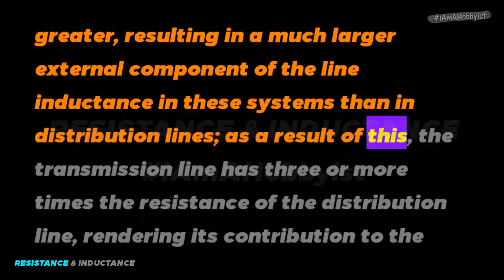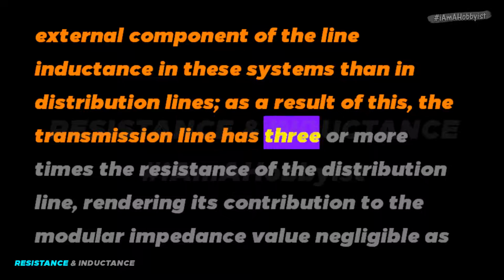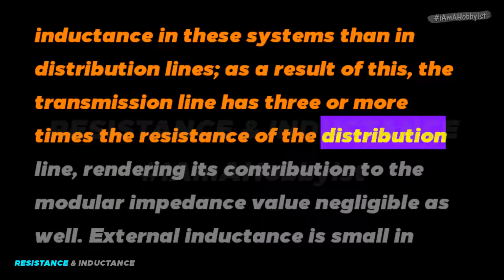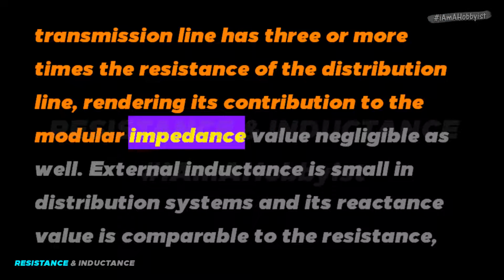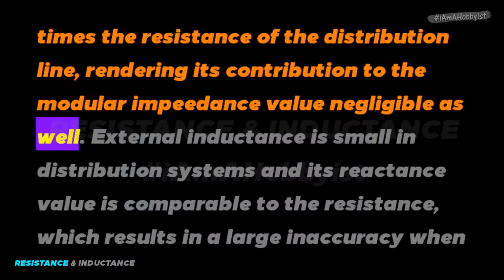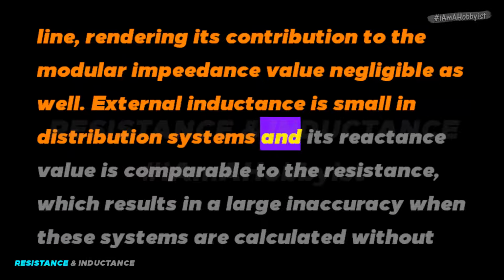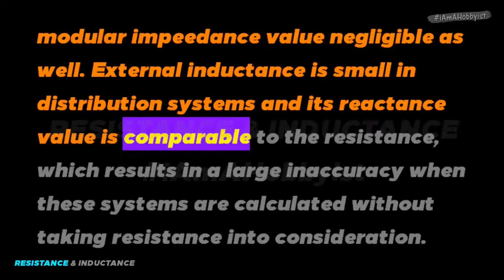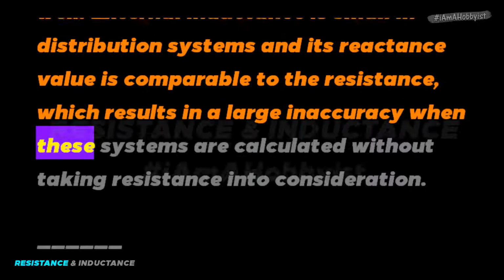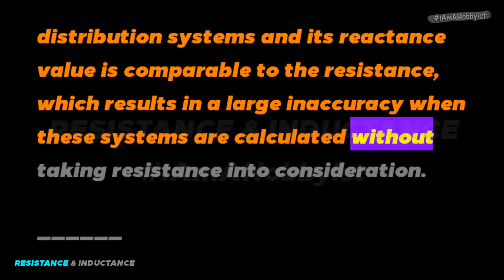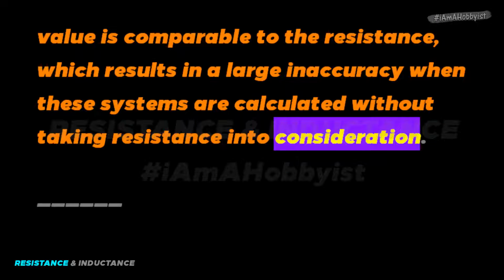As a result of this, the transmission line has 3 or more times the resistance of the distribution line, rendering its contribution to the modular impedance value negligible as well. External inductance is small in distribution systems and its reactance value is comparable to the resistance, which results in a large inaccuracy when these systems are calculated without taking resistance into consideration.